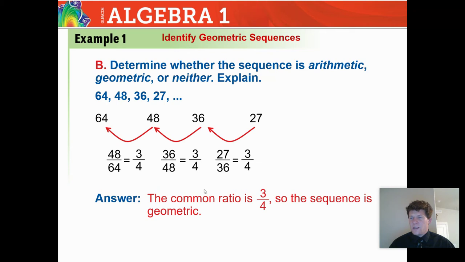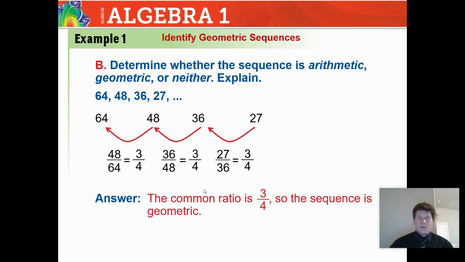This is a hard one to tell when you're multiplying or dividing, when you're multiplying by a fraction to get from one number to the next, but this is still geometric. I want to really emphasize this one here because this is going to be like the trickiest one of geometric to see. But you can always find it by dividing the two numbers, reducing it, and seeing if that fraction is the same throughout your entire list.